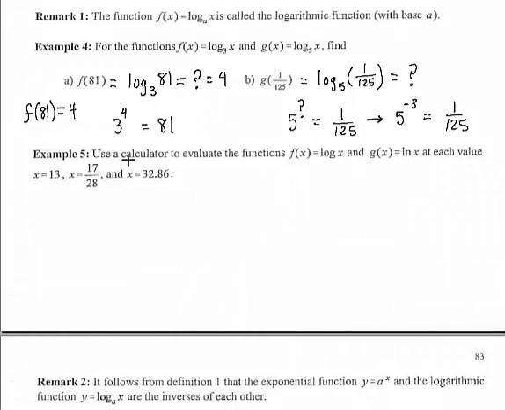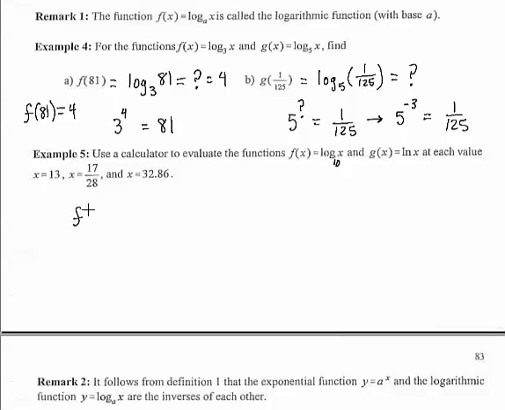Example 5 reads, use a calculator to evaluate the functions f of x equal log of x, the common log, so this is understood to be a base 10. It's not necessary to write it. G of x equals ln of x at each value of 13, 17 over 28, and 32.86.